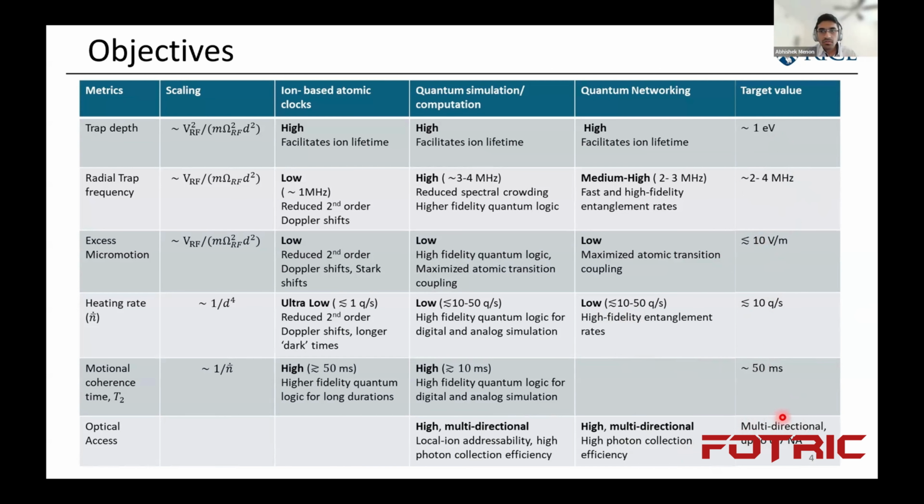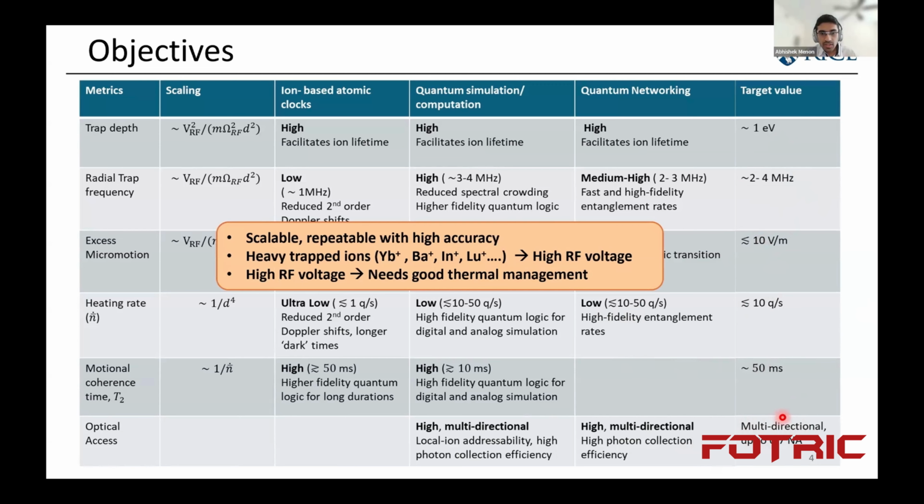In addition to all this, it would be good to also have it scalable, so that it's not just one trap that has all these metrics, but it can be reproduced with high accuracy. And to do this, we want to benchmark it on heavy trapped ions, because a lot of these ions, such as ytterbium, barium, lutetium, are near the state of the art for the performance of quantum simulation and computation experiments, networking, and also clocks recently.